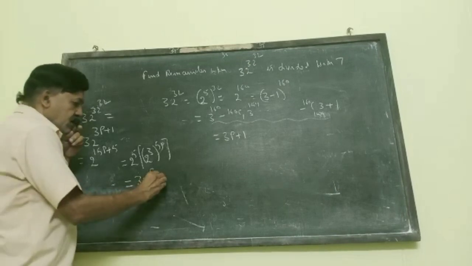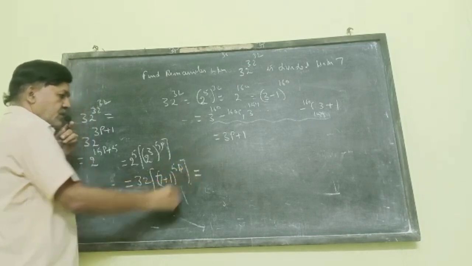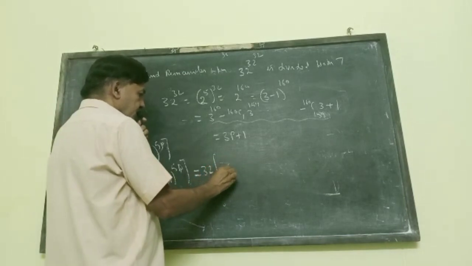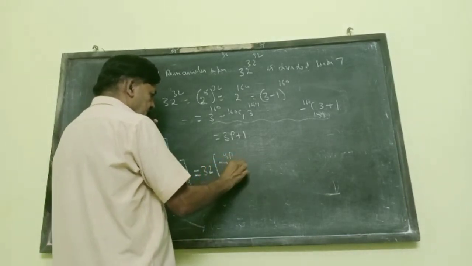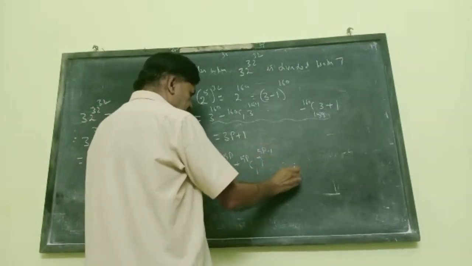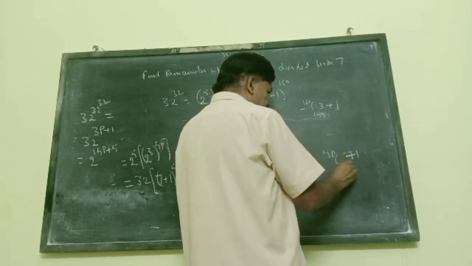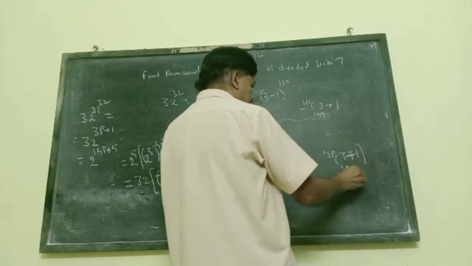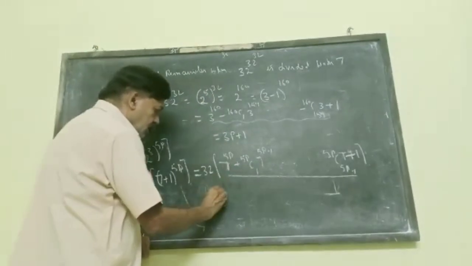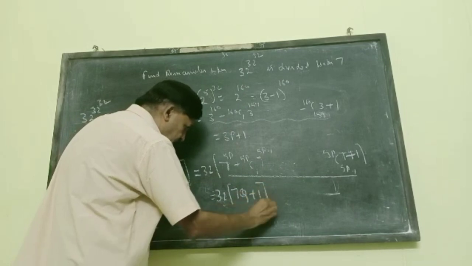8. 8 can be written as 7 plus 1 whole power 5p. So this is 32 into 7 power 5p, 5p C1, 7 power 5p minus 1. The final term is 1. This is 5p C 5p minus 1, 7. In all these terms, 7 is common. So you are going to get 32 into 7 cube plus 1 form.